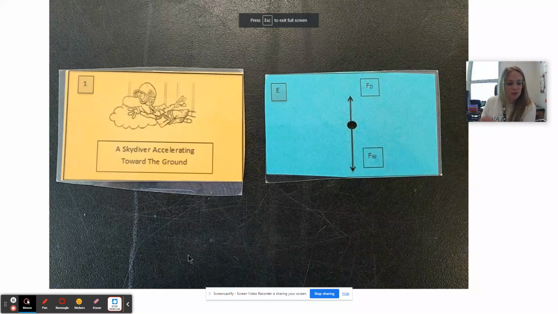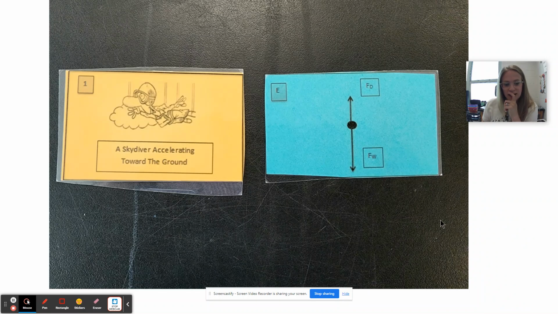Hello everyone, I'm going to walk you through these force diagrams and show you why each diagram goes with each scenario.